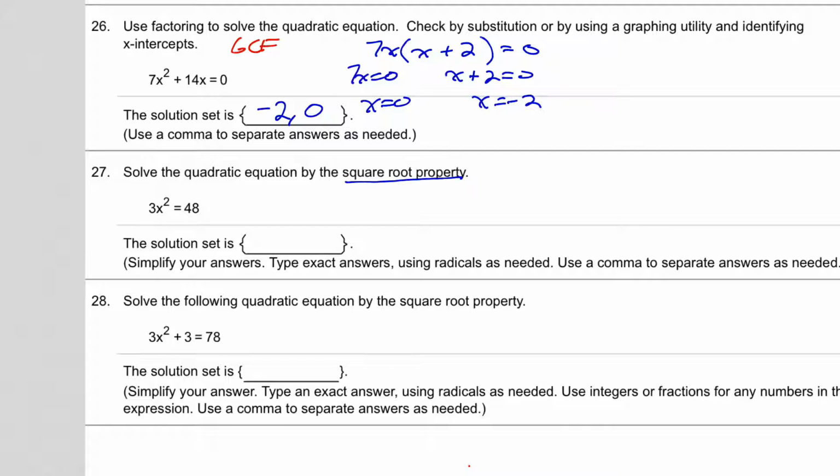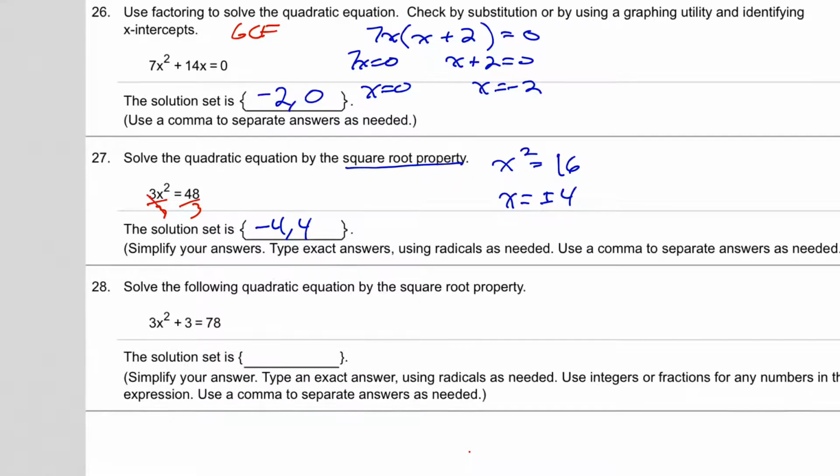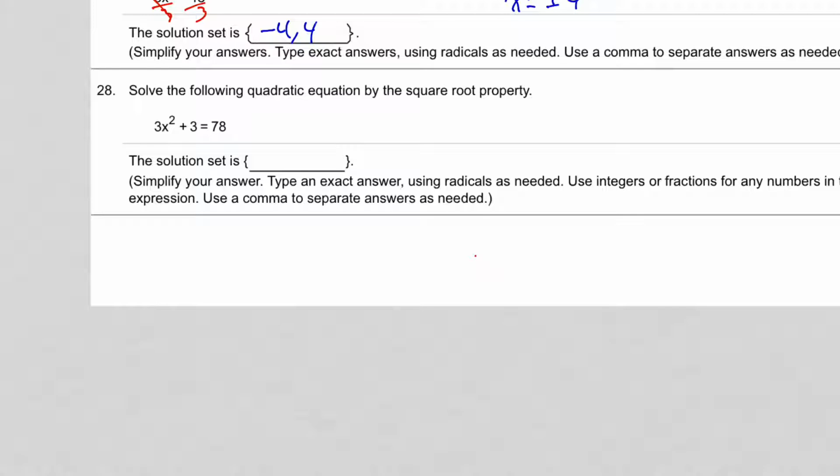Okay, square root property is just isolate the x squared and then take the square root of both sides. So if we divide both sides by 3, we're going to get x squared equals 16. And then take the square root of both sides and get plus or minus 4. Okay. So once again, you want to isolate the x. So we're going to subtract 3 from both sides and then divide by that 3. So we get plus or minus 5 for this one.